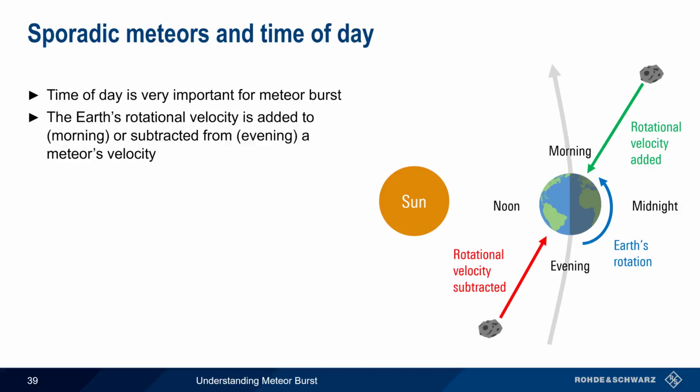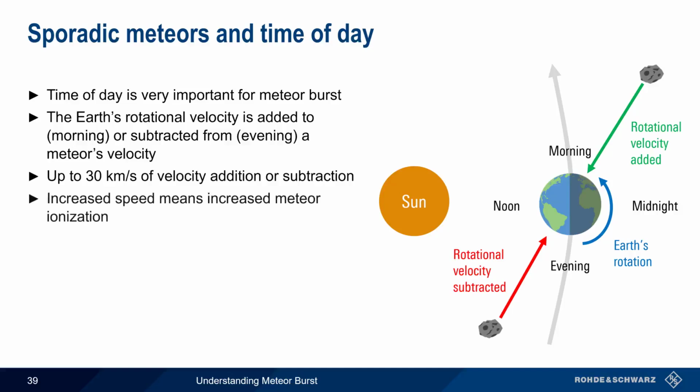This added or subtracted velocity can be up to 30 kilometers per second, which is quite substantial, given that most meteors have velocities of tens of kilometers per second. As mentioned earlier, higher speed means higher ionization, and peak meteor burst ionization therefore occurs in the morning, typically between 4 and 8 a.m. local time.